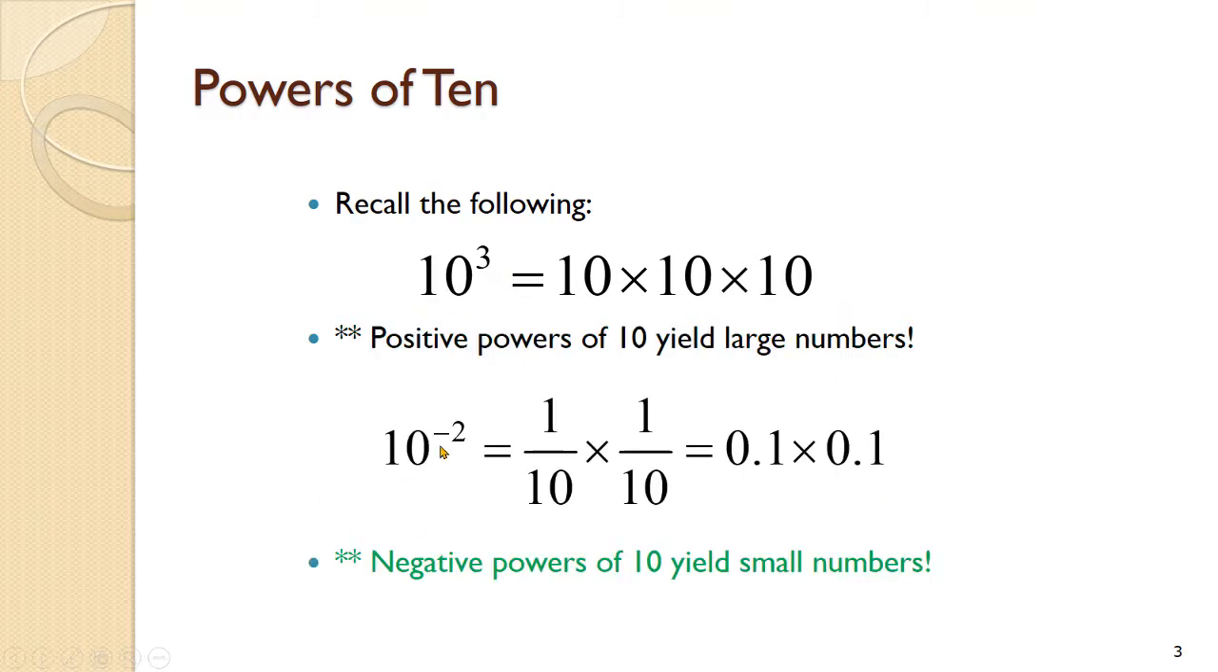On the other hand, if you have a negative power of 10, as we saw when we were working with properties of exponents, that negative power of 10 means that we're going to have the reciprocal of 10 multiplied by itself repeatedly. So 10 to the negative 2 is like 1/10 times 1/10, or 0.1 times 0.1. That's going to be 1/100th. Negative powers of 10 yield small numbers. So those two facts are what allow us to put numbers in scientific notation.